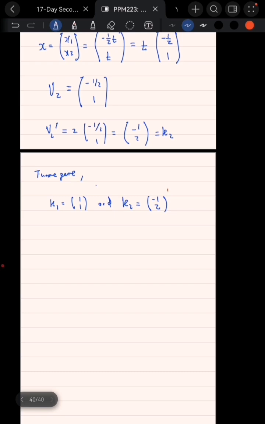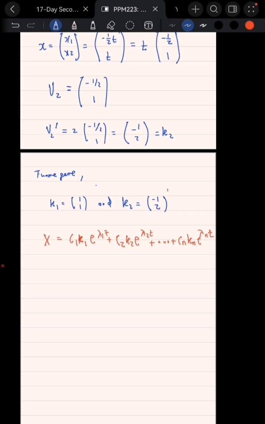minus 1 and 2. By the theorem of general solution for homogeneous systems, when you have n distinct real eigenvalues of the coefficient matrix of the homogeneous system and the corresponding eigenvectors, the general solution to that system is given by x equal to c1 k1 e to the power lambda 1 t plus c2 k2 e to the power lambda 2 t, plus all the way to cn kn e to the power lambda n t.